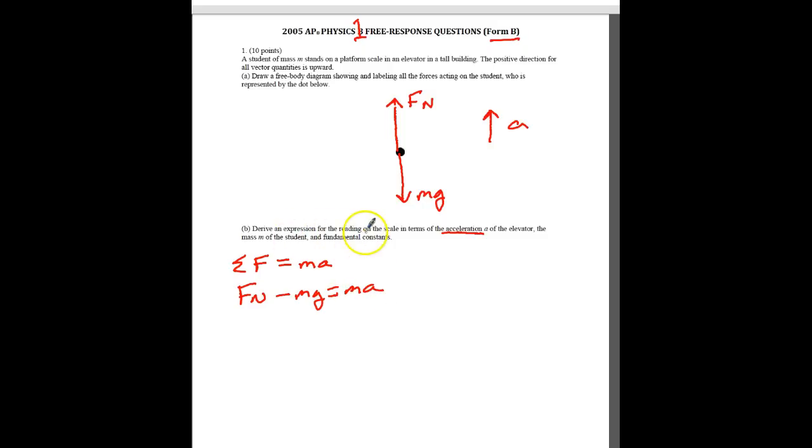They want us to derive an expression for the reading on the scale. Remember, Fn is also the apparent weight or the reading on the scale. So we need to get it all by itself and put everything else on the other side. We can do this in terms of the mass of the student and fundamental constants. It says derive an expression for the reading on the scale, so we can also use A on the other side. So this is going to be ma plus mg. And so now if we do a little bit of algebra and combine terms here, we can factor out the m, and then we'd have a plus g. So that would be your final answer for letter B.